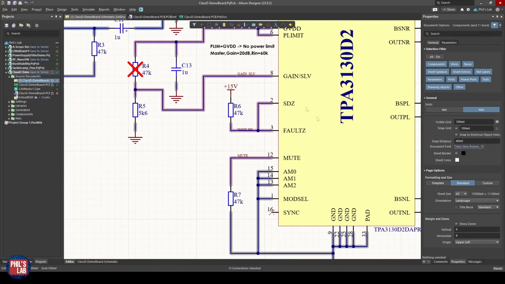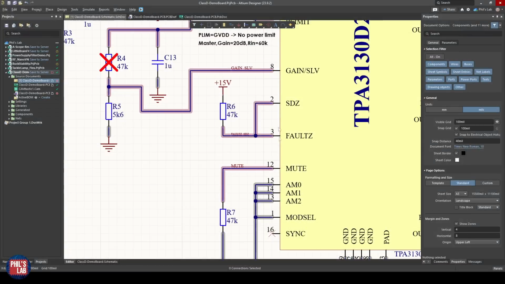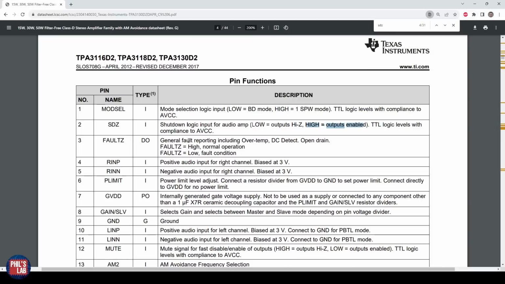Then we have various other configuration pins. SDZ is the shutdown logic input for the audio amp. You can see I've tied pin 2 directly to pin 3, and pin 3 is the fault Z pin. And as right below, we can see in the datasheet again, the fault Z is an output pin and it's open drain, which means it needs a pull-up resistor to a specific voltage.